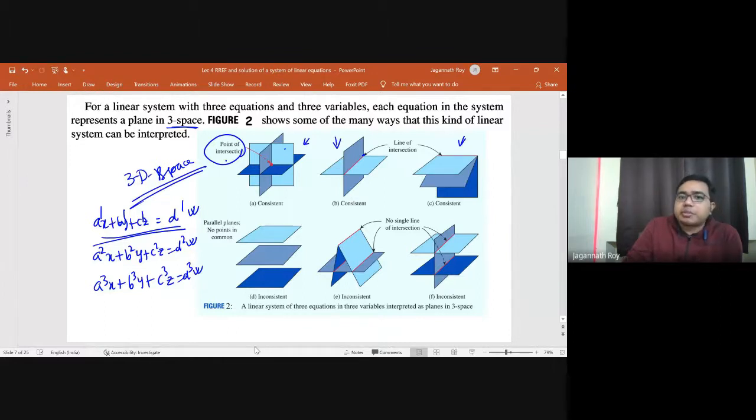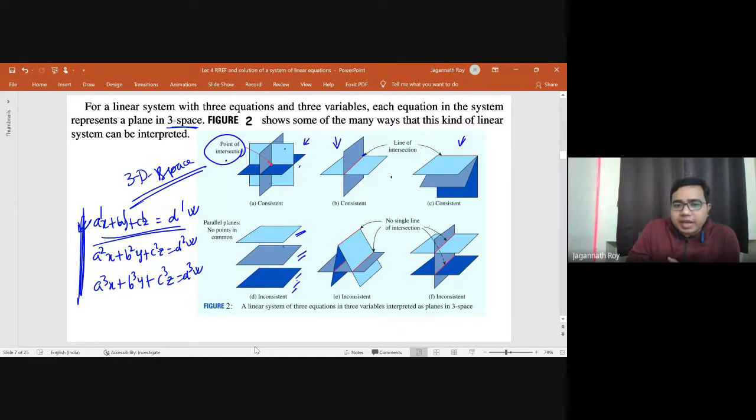Unique solution, many solutions. But if we have a system like this, where all are parallel planes, they do not have intersecting points or a line of intersection. So what happens here is we do not have any solution for these systems. If you represent a system of linear equations in the graphical sense, then it will look like this form.